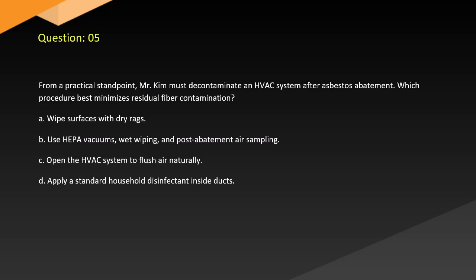Question 5. From a practical standpoint, Istica must decontaminate an HVAC system after asbestos abatement. Which procedure best minimizes residual fiber contamination? A. Wipe surfaces with dry rags. B. Use HEPA vacuums, wet wiping, and post-abatement air sampling. C. Open the HVAC system to flush air naturally. D. Apply a standard household disinfectant inside ducts.